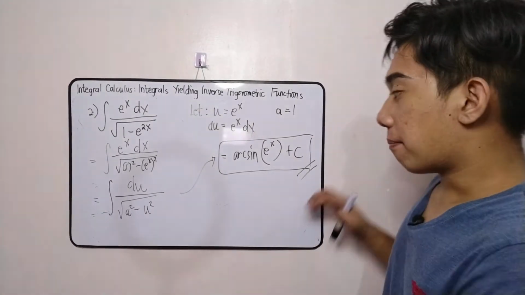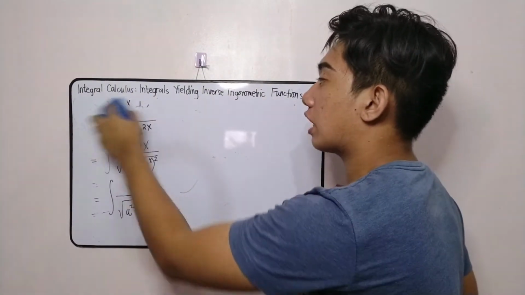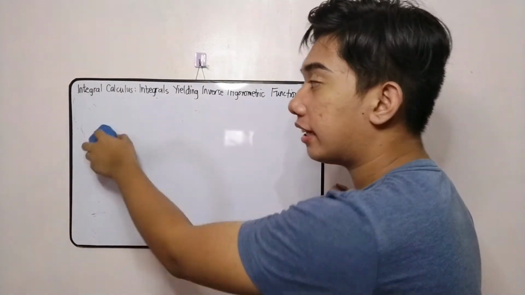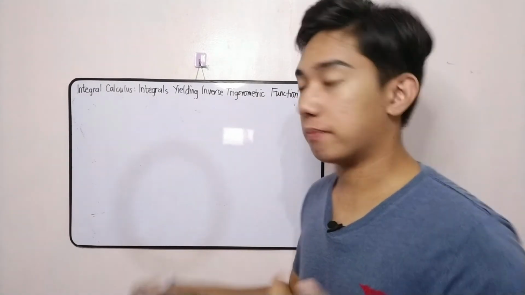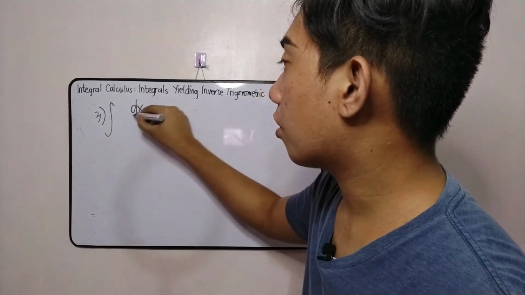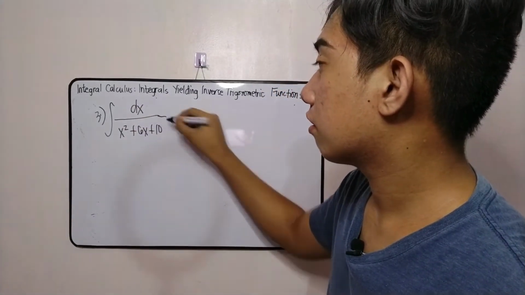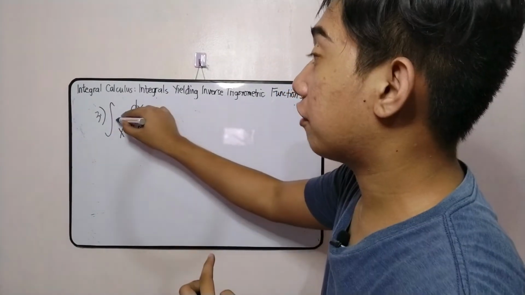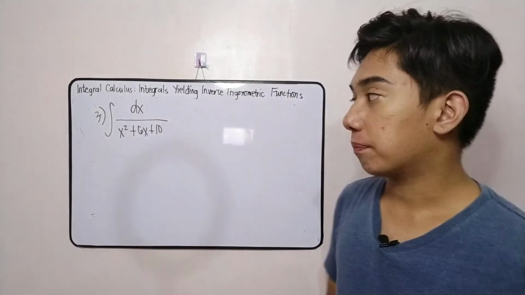So, for the third example, there are cases that involve trinomials in the denominator. So, how are we going to deal with this one? The integration of dx all over x squared plus 6x plus 10. I already mentioned the trinomial. What if the denominator is a trinomial? So, what is the case for this one?